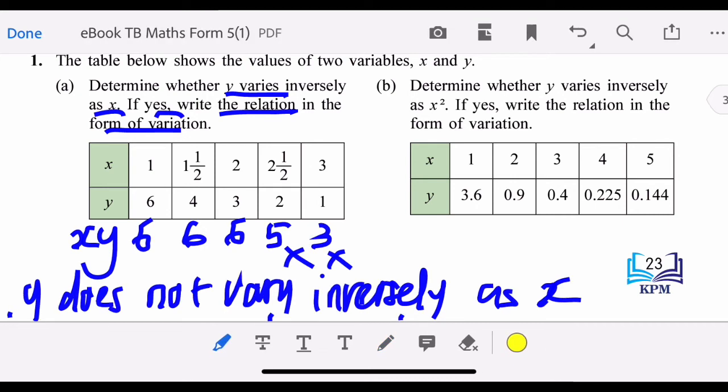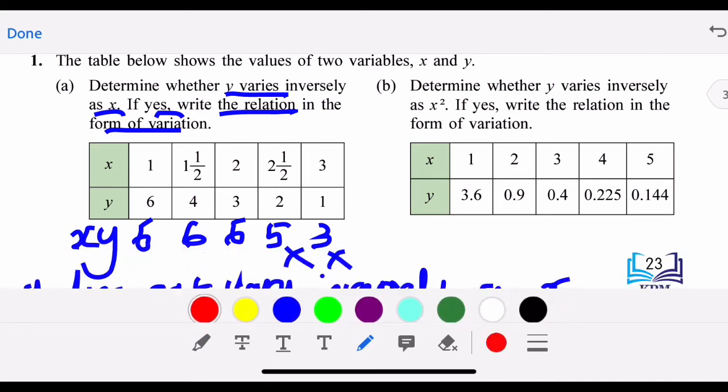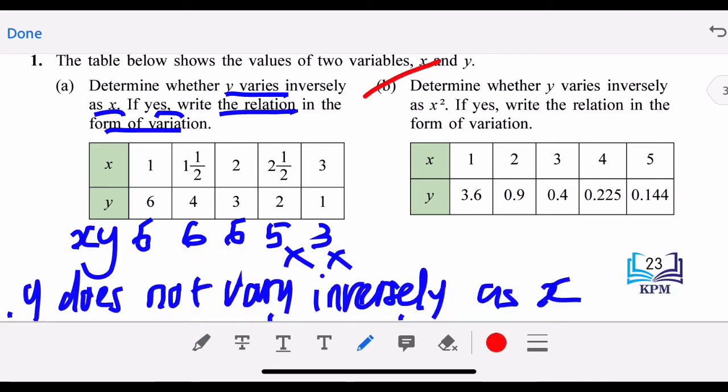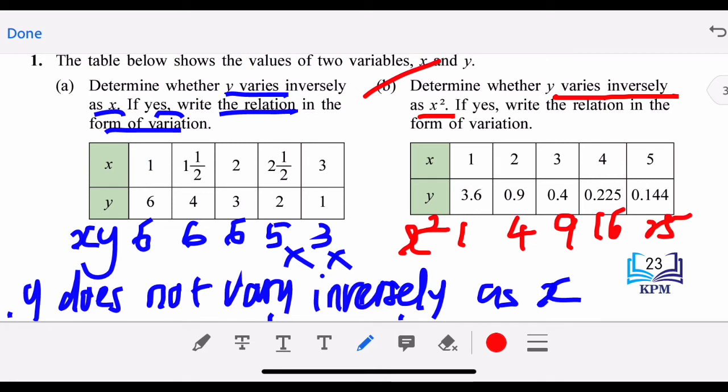Okay, let's see how about b. For b, we actually need to try to multiply x and y. Y varies inversely as x squared. So now you try this. You try to find x squared because the question is asking for x squared: 1, 4, 9, 16, 25, right? Now you try to multiply y and x squared. Can you get a constant?